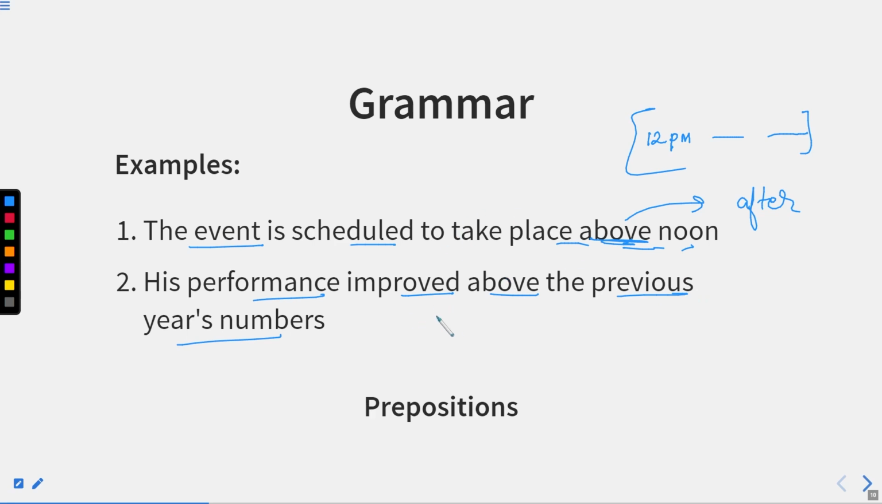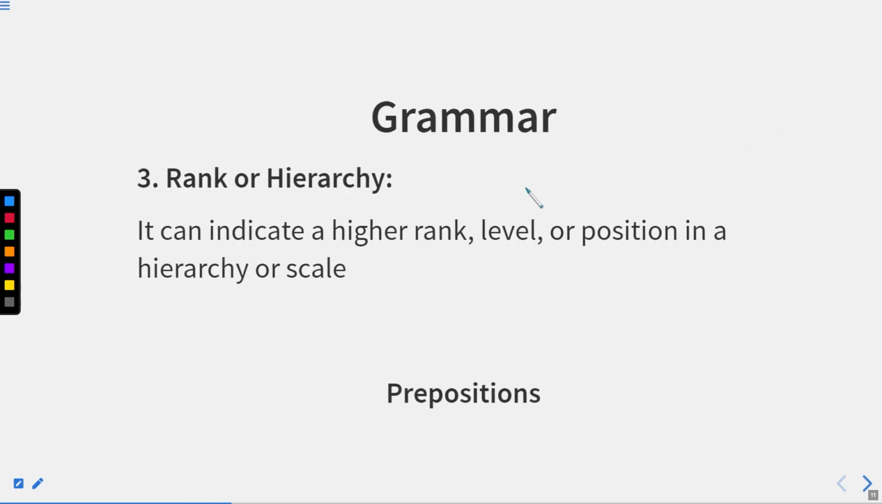His performance improved above the previous year's numbers. It means whatever performance he has made in the previous year, his performance this year is above. Above means improved this year. So it is improved. Therefore, for time as well, we can use the preposition above. Now let us move further.